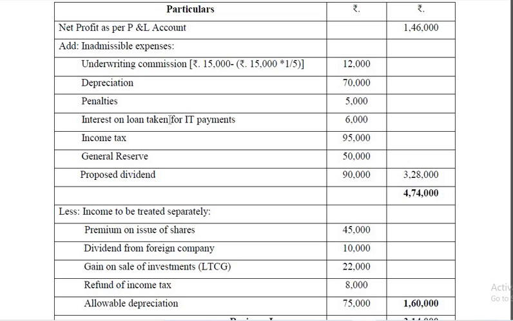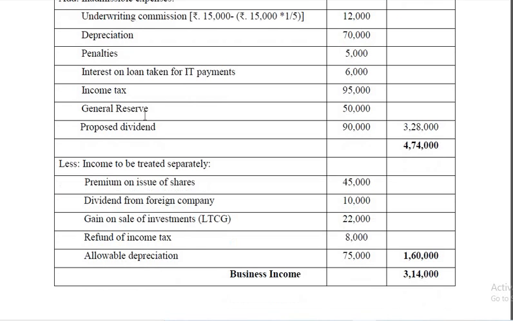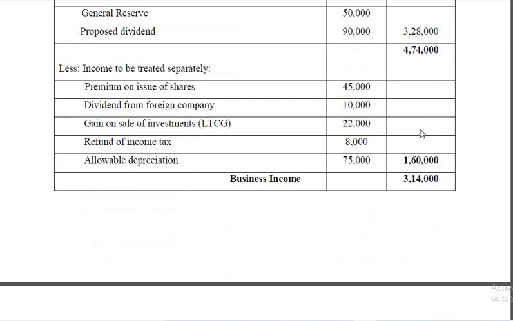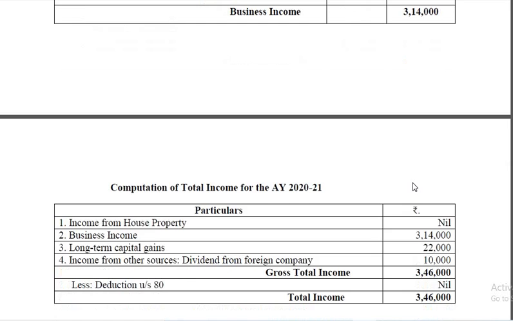Penalties are not allowed. Interest on loan taken for income tax payment is inadmissible. Income tax is inadmissible. General reserve and proposed dividend are all inadmissible. So 3,28,000. And incomes relating to other heads, premium on issue of shares, dividend from foreign company, gain on sale of investments, refund of income tax, and what is allowed as depreciation under section 32, these are all deductible. As a result, 1,60,000 is the deduction. If you deduct this from this one, you'll get 3,14,000 business income.